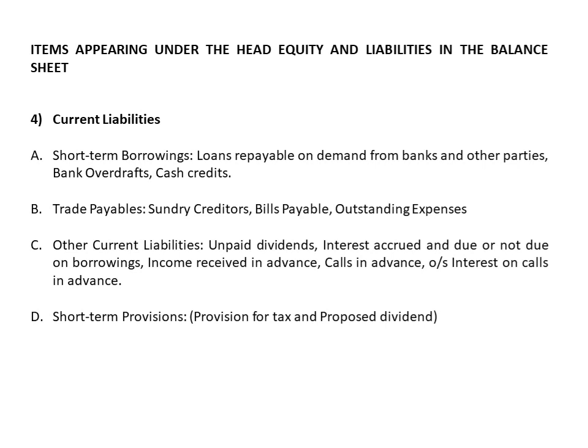The last item under current liabilities is short-term provisions. These are the provisions made for tax and proposed dividend. So these are the items which should be shown under the head of equity and liabilities in the balance sheet, which appears first in the vertical format of the balance sheet.